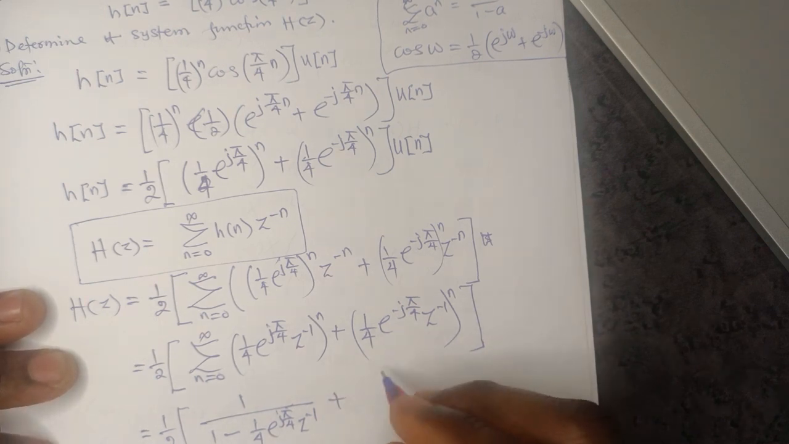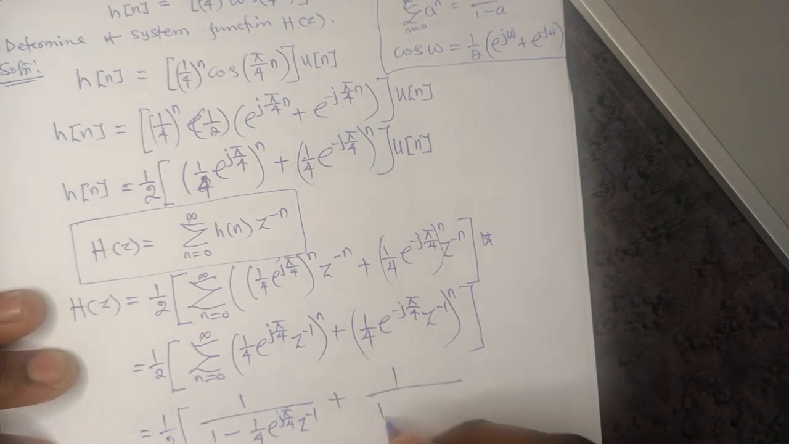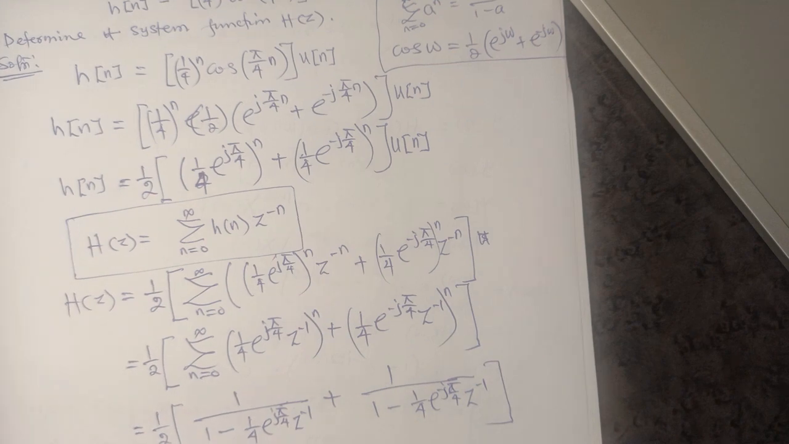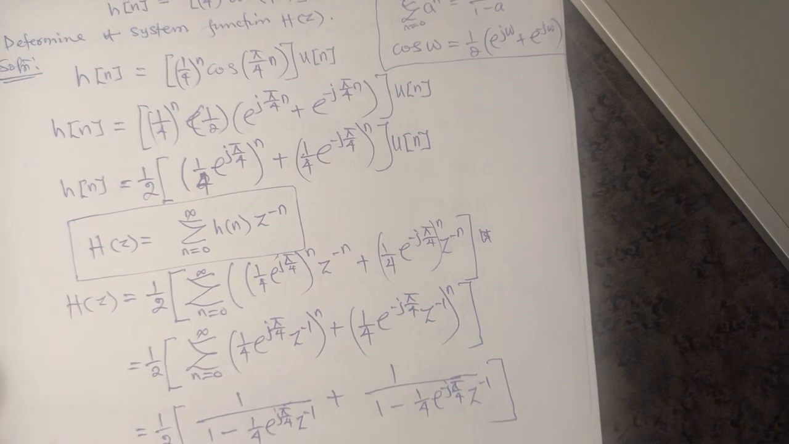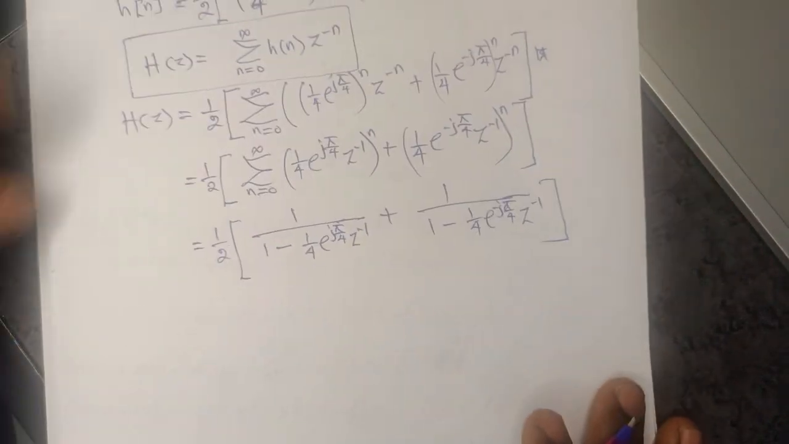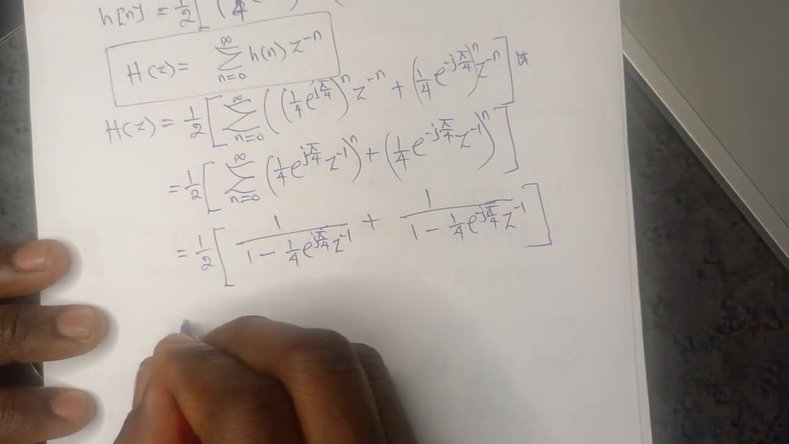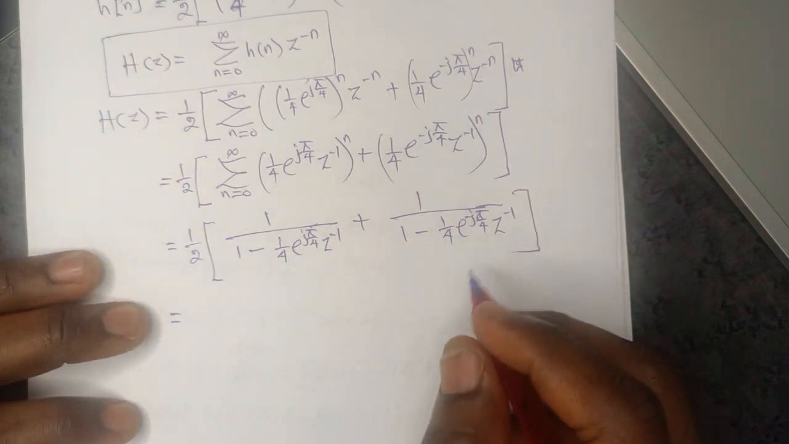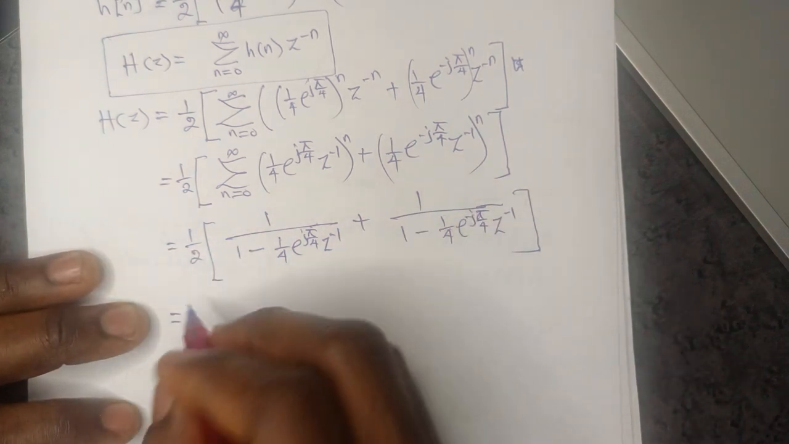And this is also going to be 1 all over 1 minus 1 all over 4 e raised to the power minus j pi over 4 z raised to the power minus 1, right? Okay, so this is what we get from here. So at this point now, what we now do from here is that we are going to combine these two fractions together.